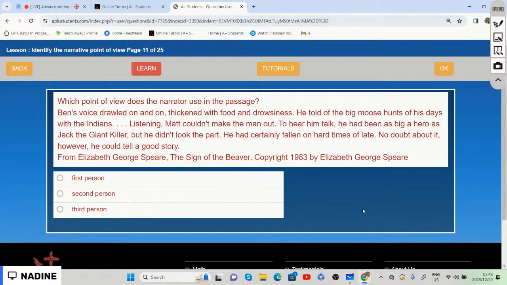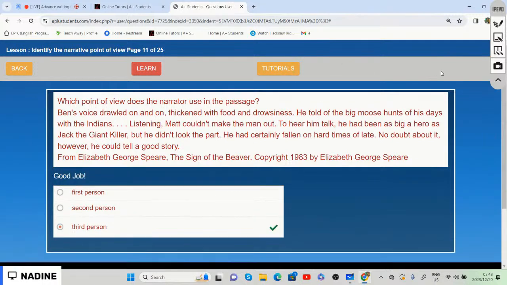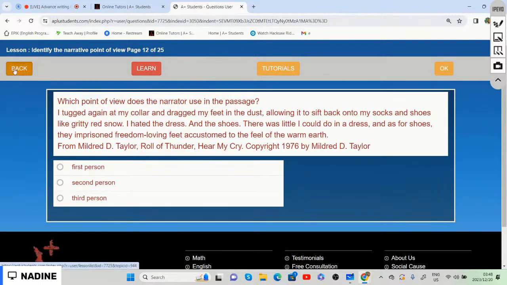And if we look at the words, for example, the namings that are used, calling the characters by name, then we say this is third person. And third person is correct.